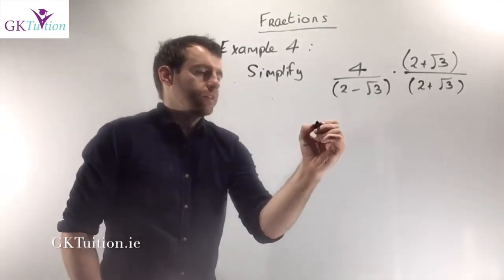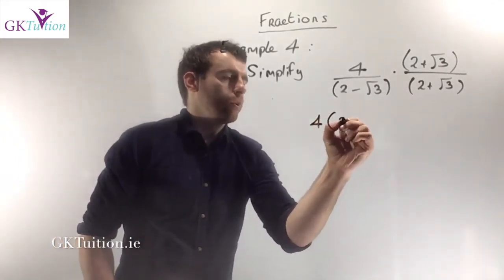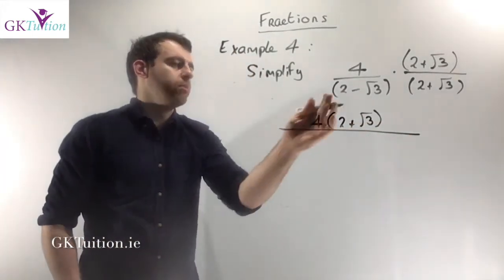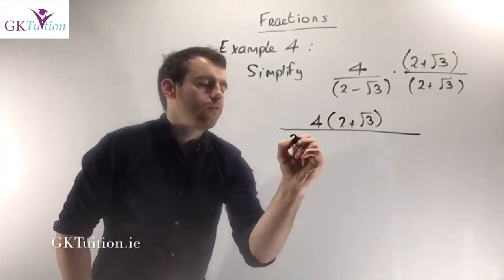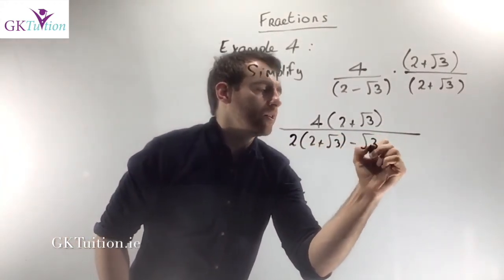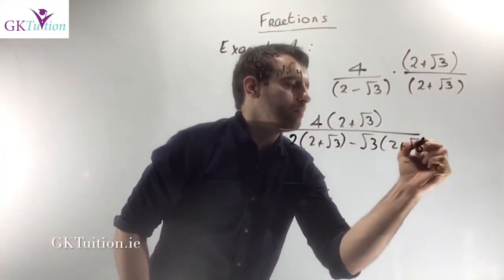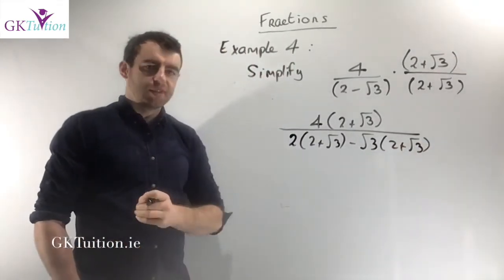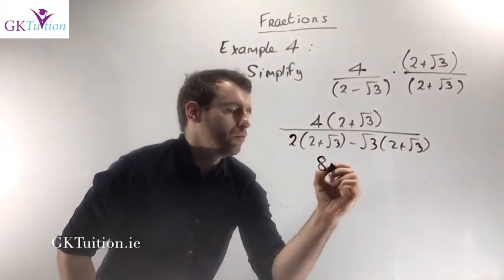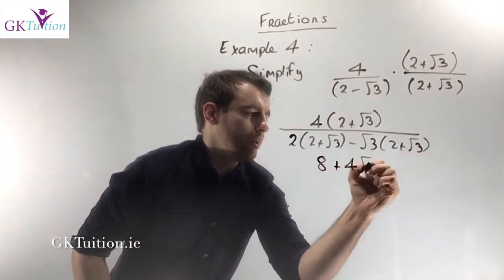Now if we just look at this, the top of the fraction is now going to be just 4 times 2 plus root 3. And if I multiply in the bottom, this is just like double brackets. The first thing in the first bracket by the second bracket, and then the second thing in the first bracket by the second bracket. Let's just multiply this out and see what happens. 4 by 2 gives me 8. 4 by root 3 just gives me 4 root 3.